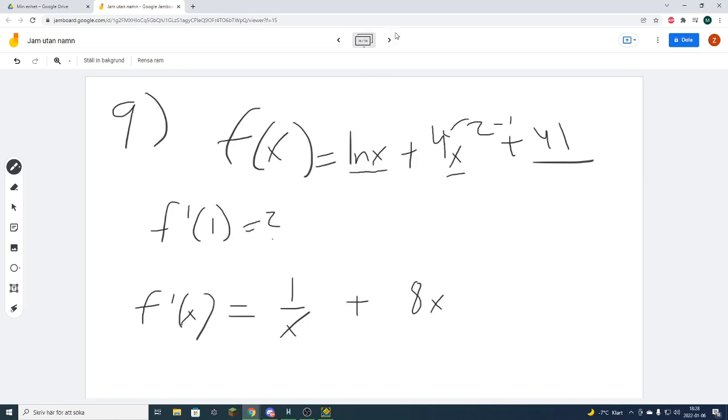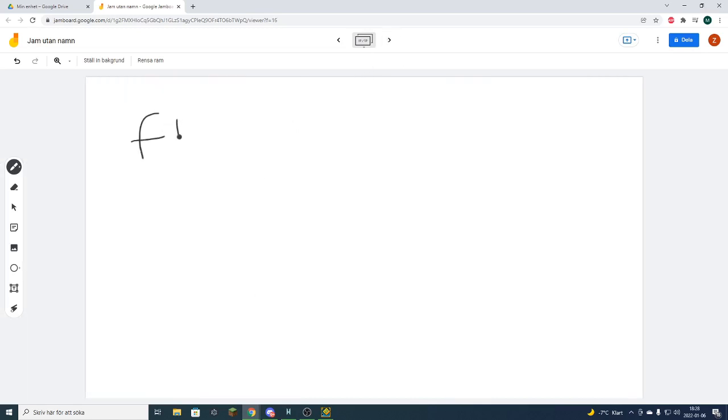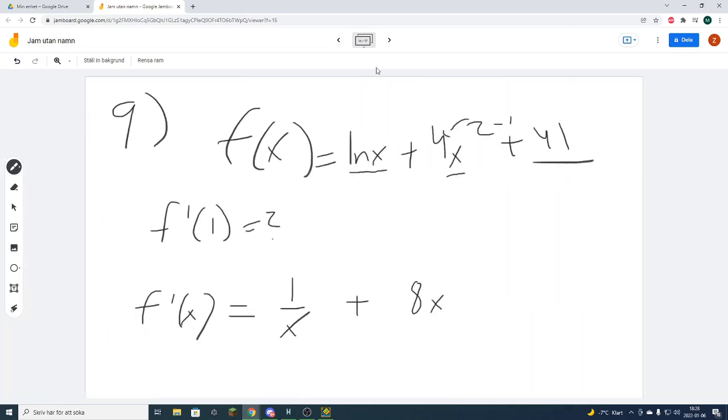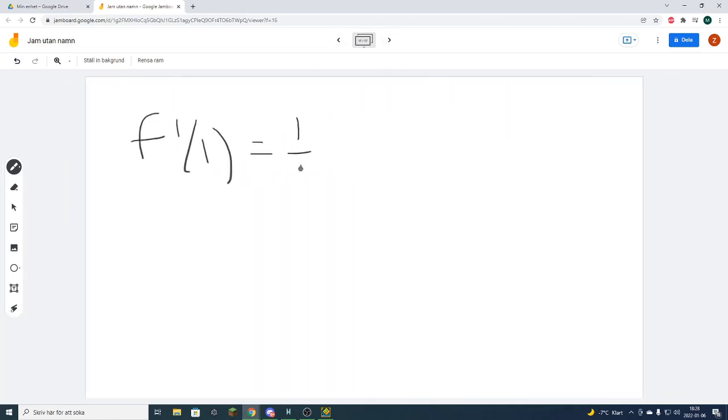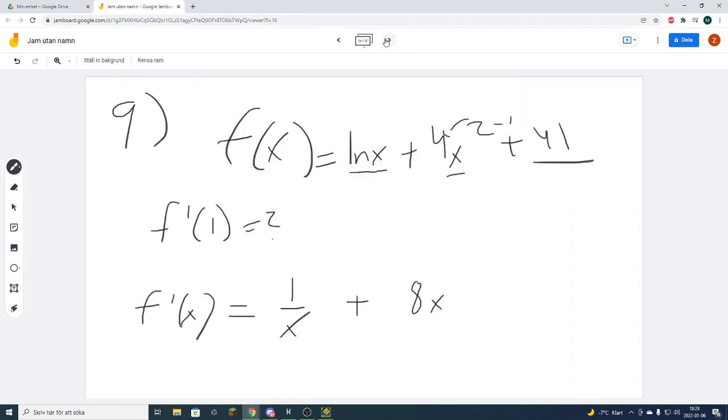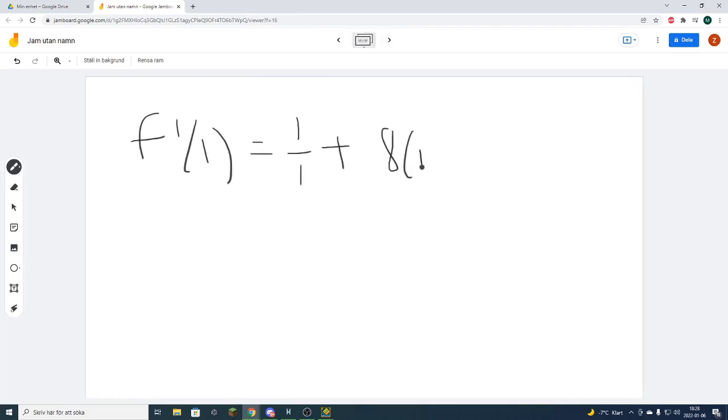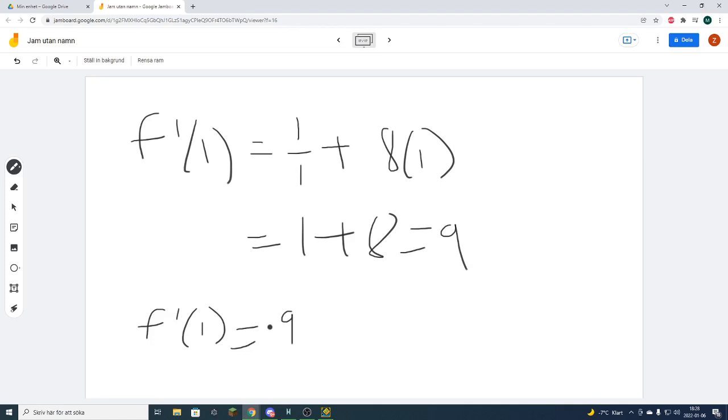So now all we have to do is plug in 1. And so we get f prime of 1 is equal to 1 over 1 plus 8 times 1, which comes out to 1 plus 8, which comes out to 9, and as such f prime of 1 is equal to 9.